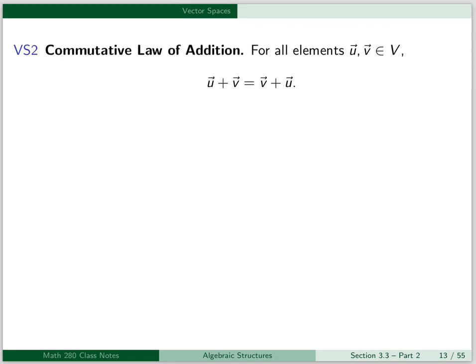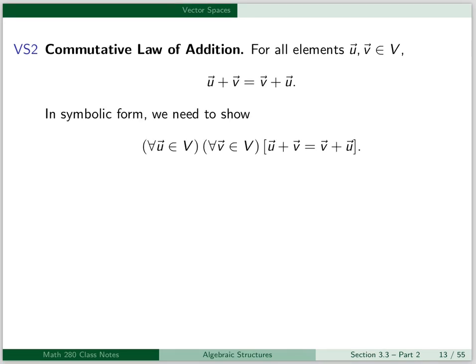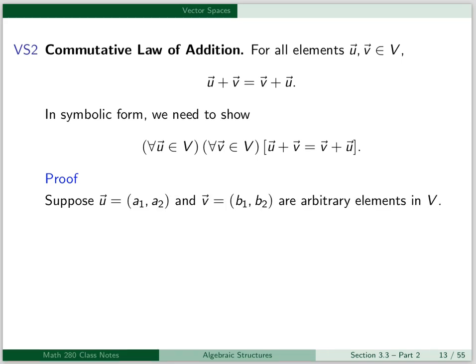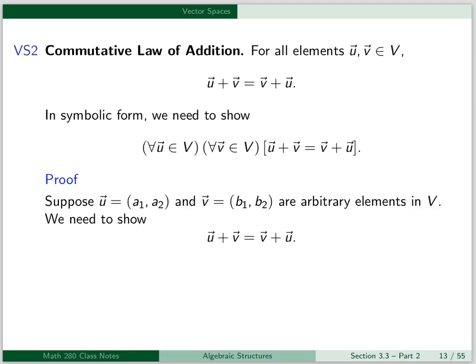For VS2, we have the commutative law of addition. For all elements u and v in V, u plus v is equal to v plus u. And in symbolic form, we need to show for all u in V and for all v in V, u plus v is equal to v plus u. So we'll again use a proof by arbitrary element. So we'll suppose that u is equal to (a1, a2) and v equals (b1, b2) are arbitrary elements in V. So u and v are elements of V, so they're going to be ordered pairs of real numbers. And we need to show u plus v equals v plus u.